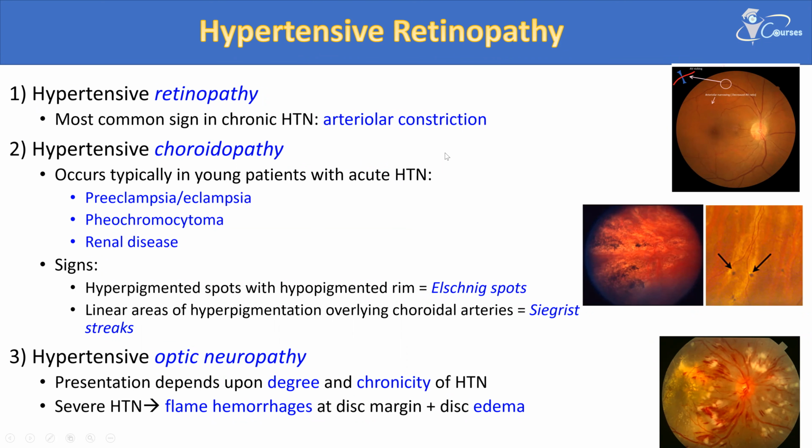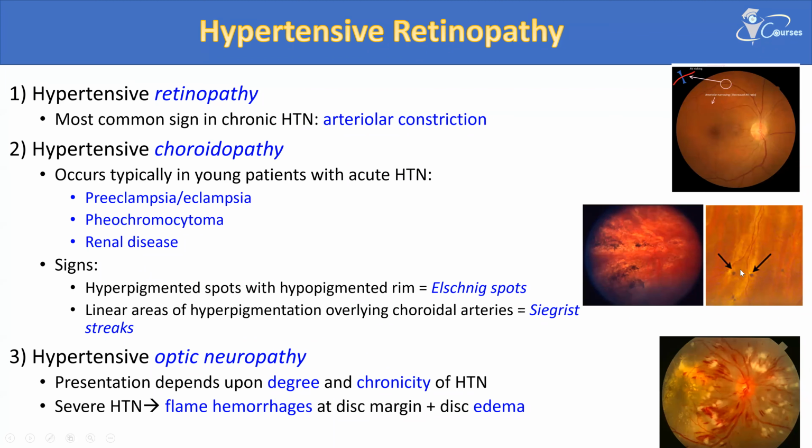Regarding hypertensive choroidopathy, it occurs especially in young patients with acute hypertension. So who are those patients? Those patients who are pregnant, like in preeclampsia and eclampsia, hypertension during pregnancy, or patients who have malignant hypertension due to pheochromocytoma, or patients with renal disease. We will come to the signs of hypertensive retinopathy in the next slide, but for hypertensive choroidopathy, what will be the signs? We could see what's called Elschnig spots.